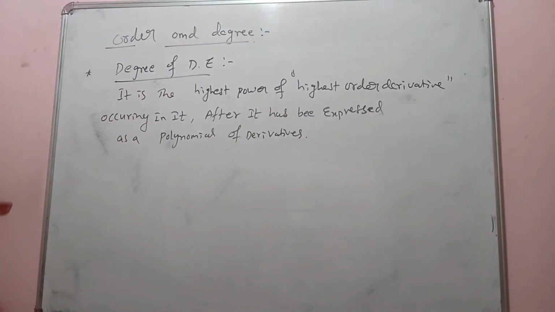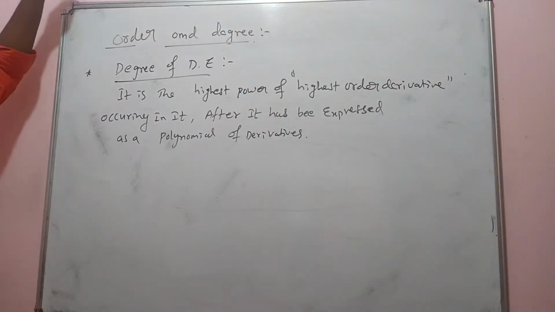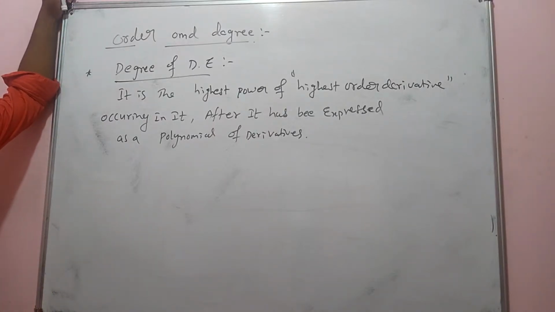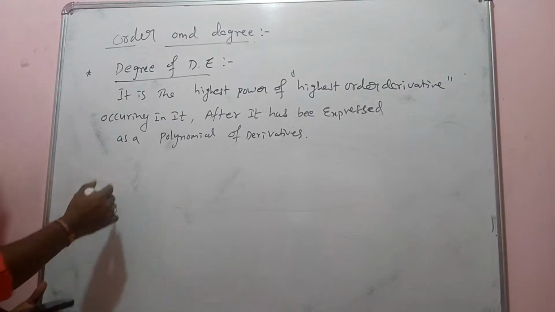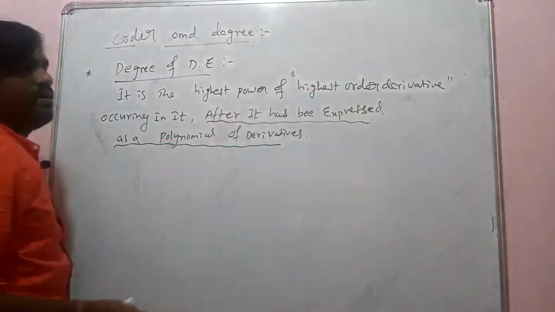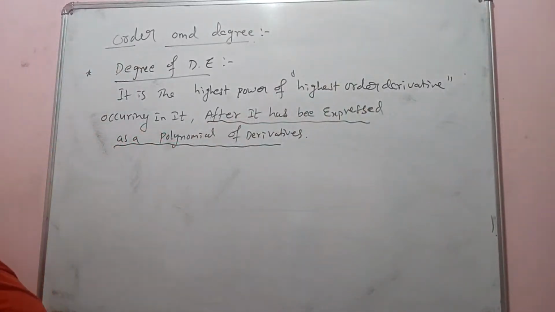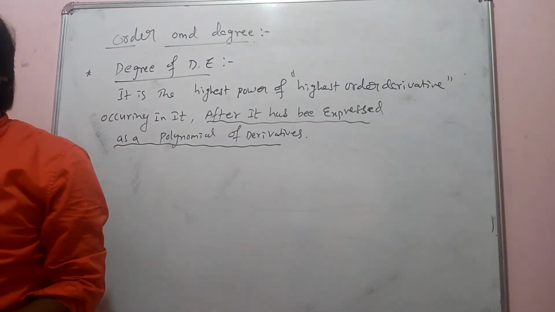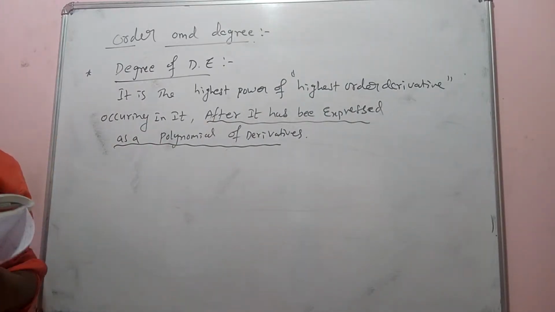So actually, what is the degree of a differential equation? The degree of a differential equation is the highest power of the highest order derivative occurring in it after it has been expressed as a polynomial in derivatives. What is the meaning of this? Before that, let me give one example so that it is easy to understand. Then I can explain what the polynomial is.